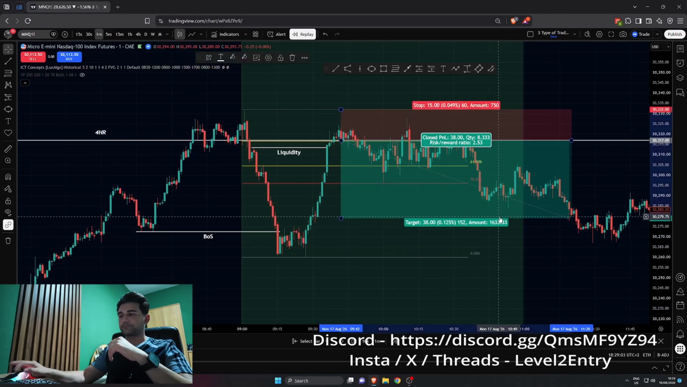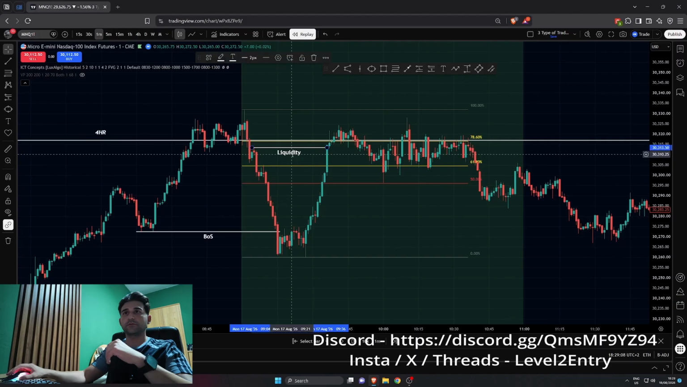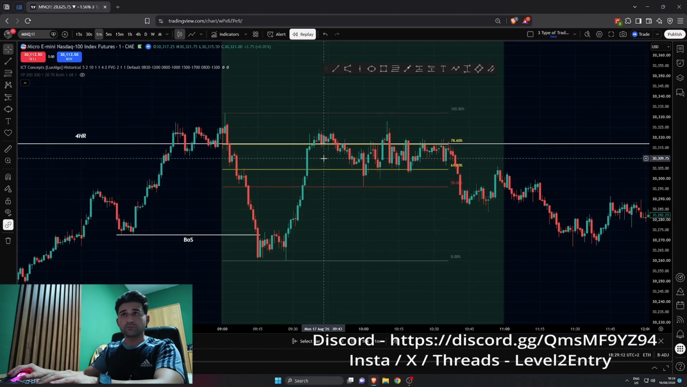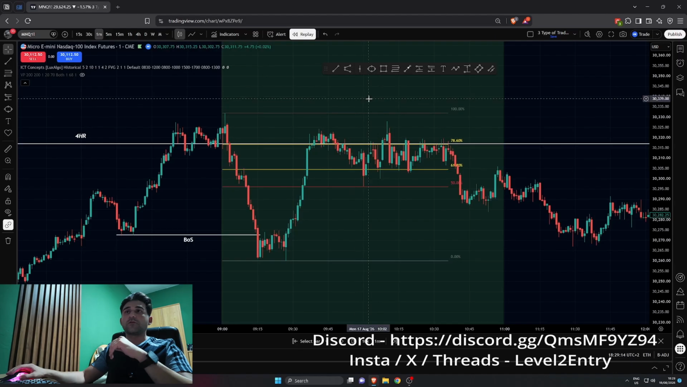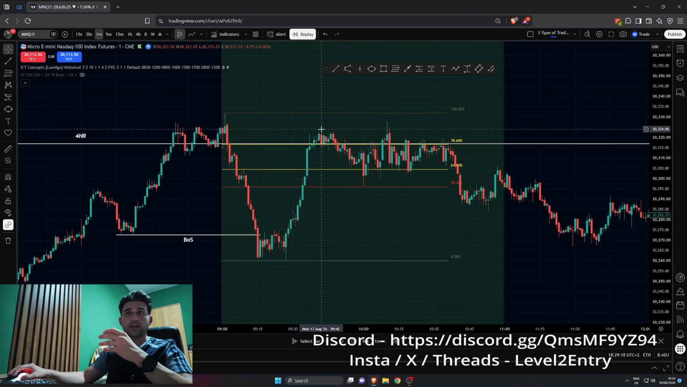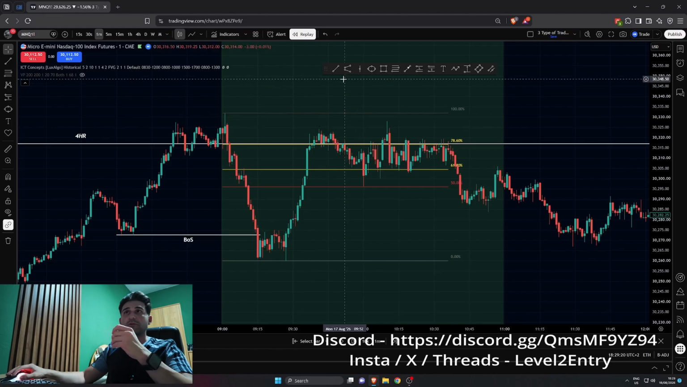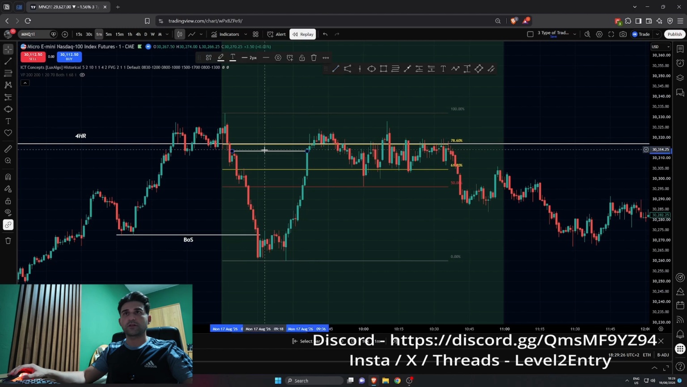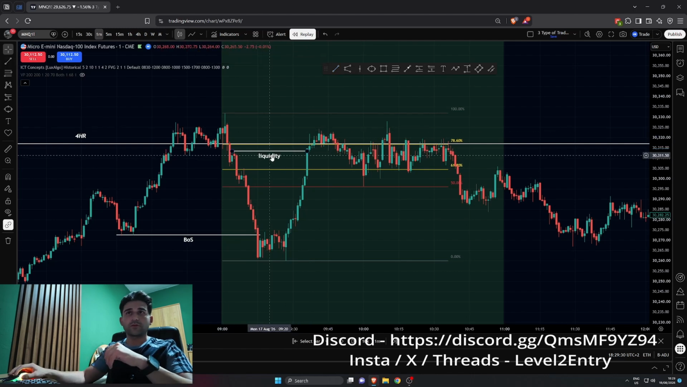So let's delete it because this one is done. Also, if you were looking like me for this kind of setup, you can note here that price went, let's mark it again, liquidity. Price went above this liquidity we have marked.